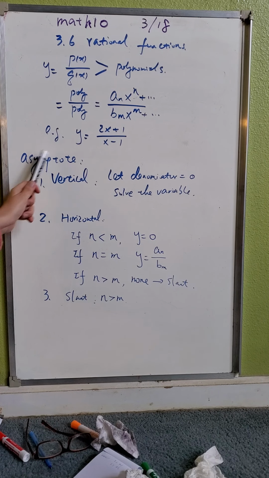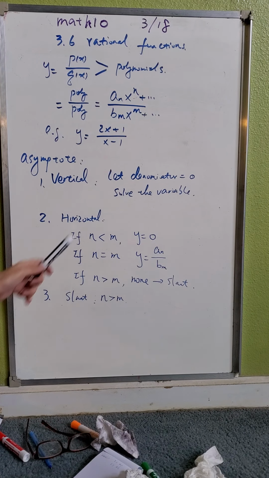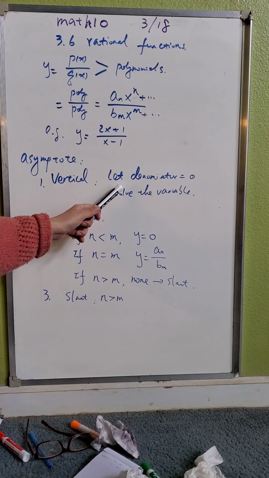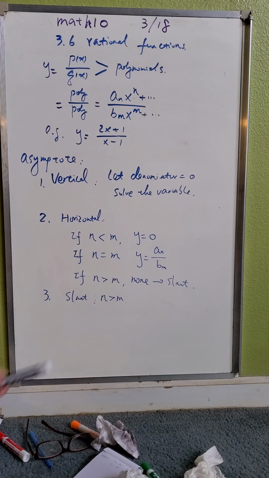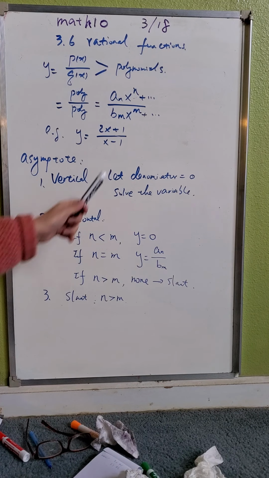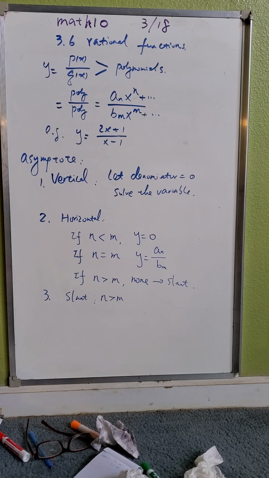So the first one, how do we find the vertical asymptote? For a vertical asymptote, you're going to let the denominator equal 0 and then solve for x. So x equal 1 will be your vertical asymptote. That means that you cannot go over x equal 1. And then the second is the horizontal asymptote.